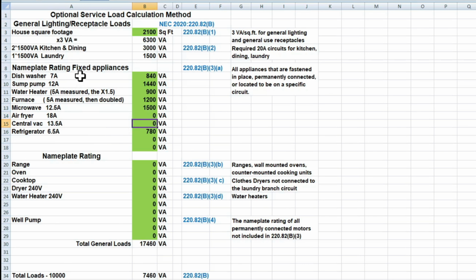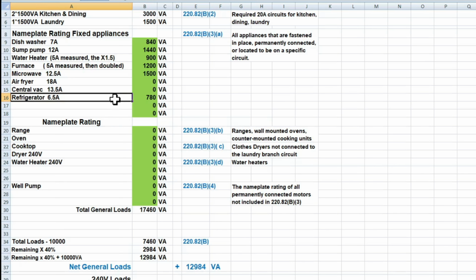I mean, it might be a stretch to say that a dishwasher is. The sump pump certainly is. Water heater, furnace. The microwave isn't exactly critical, but there it is. We're going to have it backed up. The refrigerator's critical, and everything else is still zero. So these numbers came out a little bit lower.